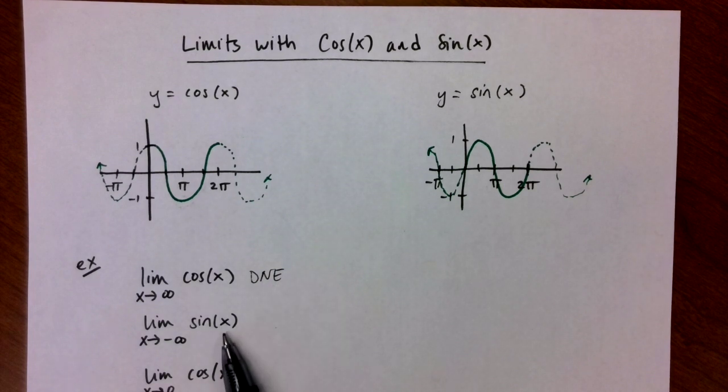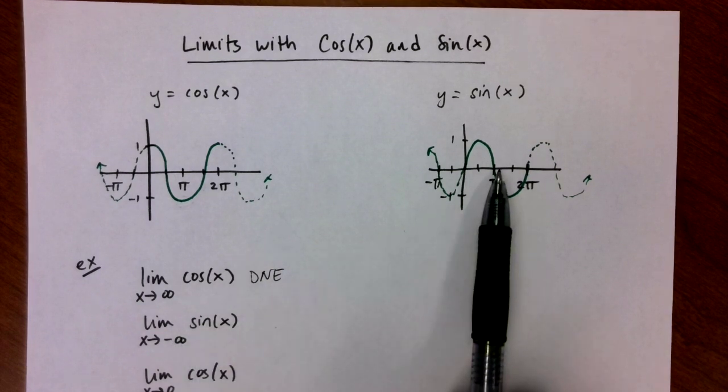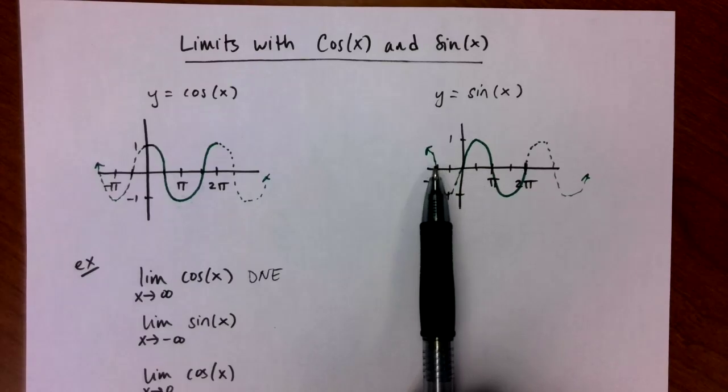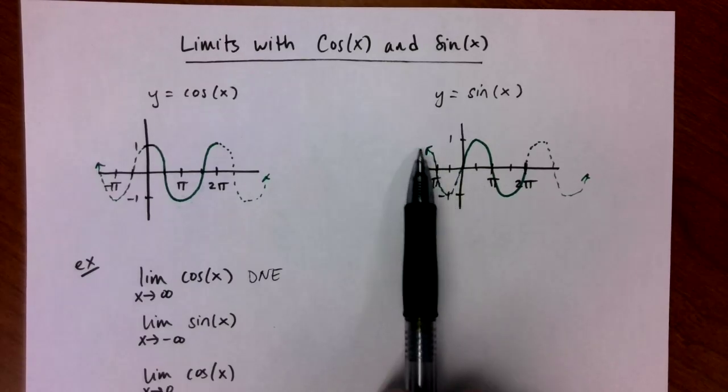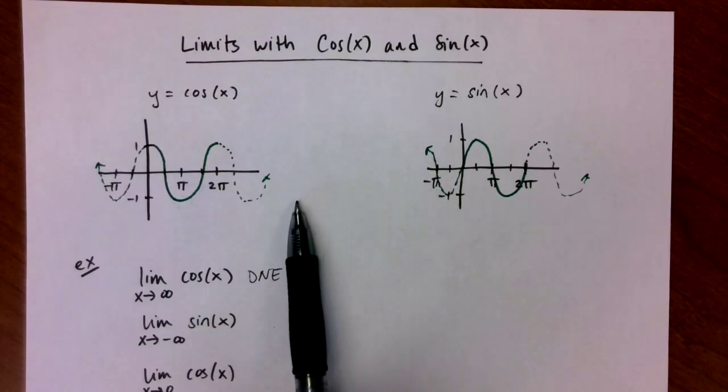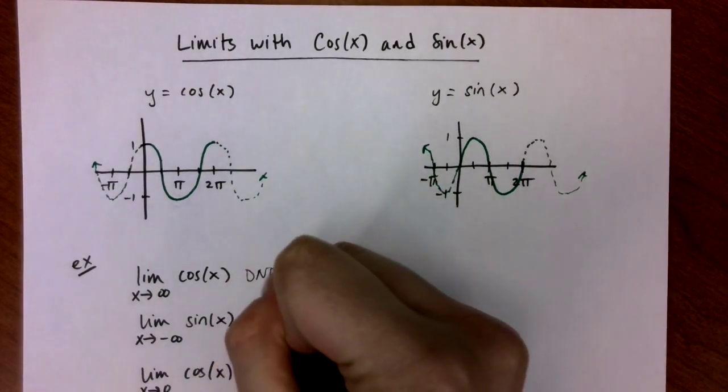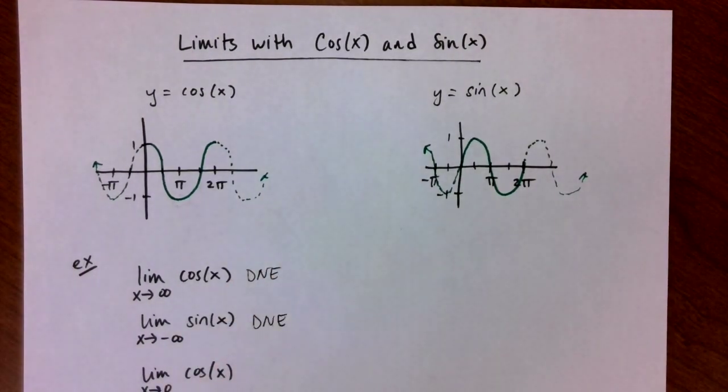Same thing for the next one, the limit of sine of x as we approach negative infinity. On the sine of x graph, looking at the far left end behavior, we still have that same situation where it's not going up or down forever, but it's just waving up and down, never really settling into a particular y value. So this is another DNE, it does not exist.